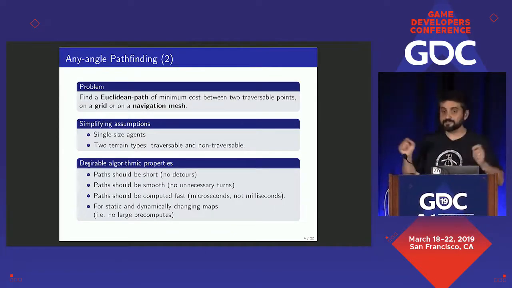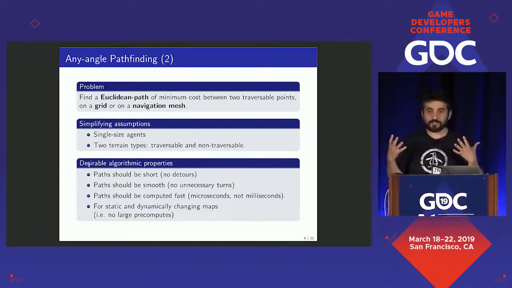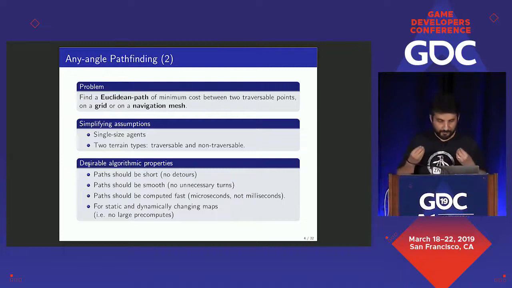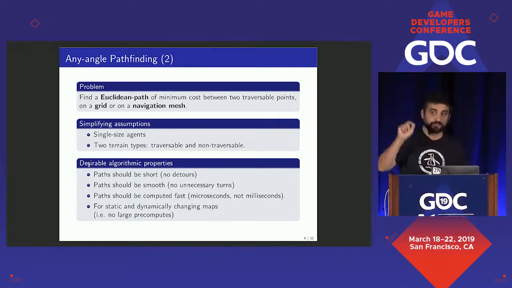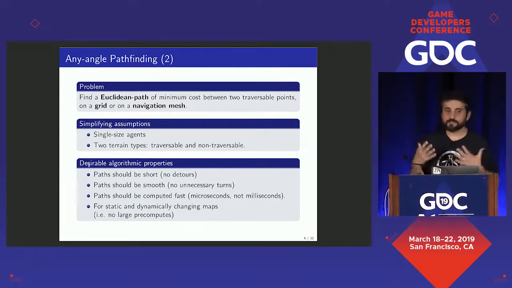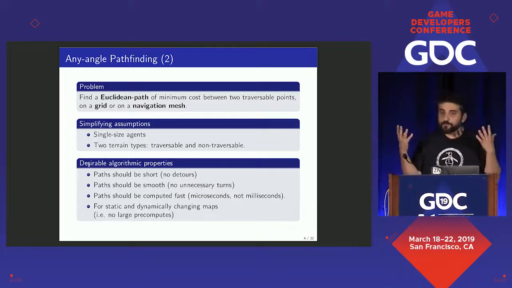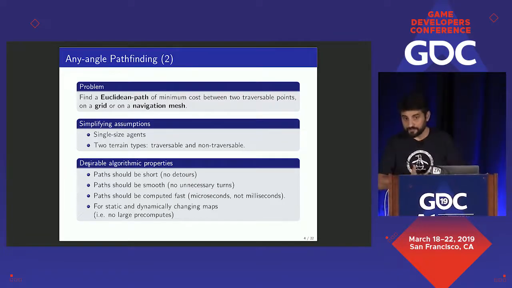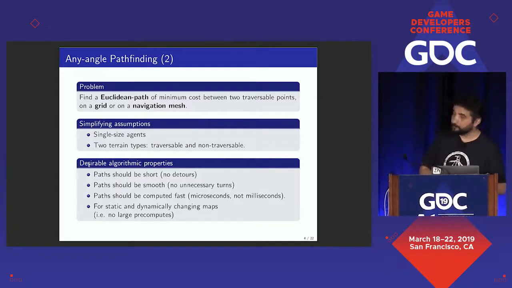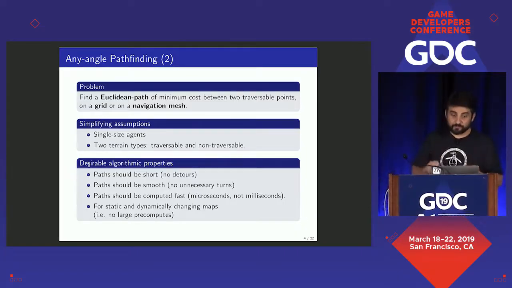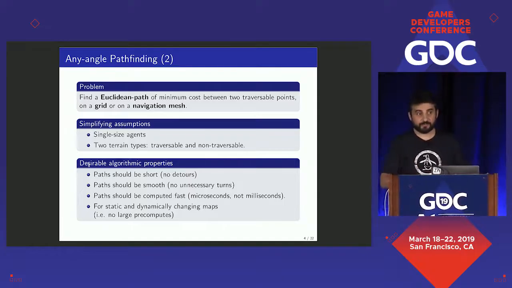Okay, so I've given you the setup. Let me give you some more details. I'm going to make a couple of simplifying assumptions. The problems that I'm going to be discussing involve single size agents, point agents, if you like. And I'm going to be talking about two types of terrain: I assume that there's only traversable terrain and non-traversable terrain. Also, we should understand what success looks like. I've listed here some desirable algorithmic properties that our methods should have if they're good any angle pathfinding techniques.